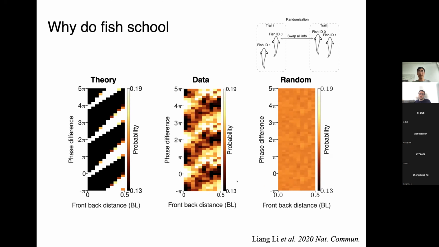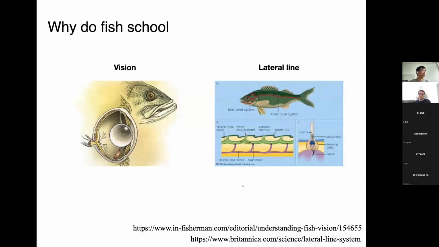Then the natural question is how do fish sense the flow information generated by the neighbor and then react to show this linear correlation and save the maximum energy. As we all know, fish have mainly two sensors. One is vision, the other is the lateral line. Vision is the eye, and the lateral line is an organ which can sense the flow nearby.